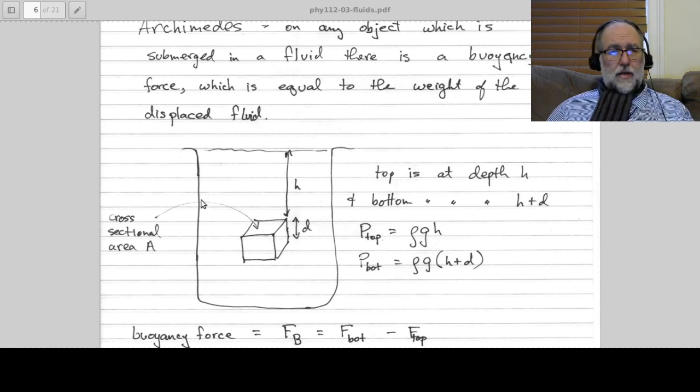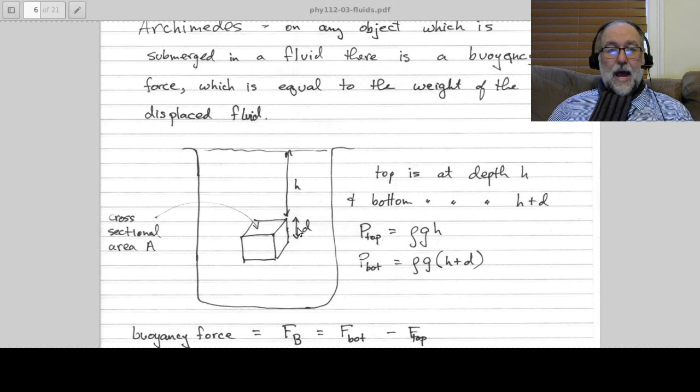So we have an object, and it's submerged. Now, this object, I made it into a cube. It doesn't matter the shape, but I made it into a cube. And the object has a cross-sectional area A. So you see the top of this object here? It has a length and a width. Multiply the two together, and that gives you the cross-sectional area, and that's A. Now, it also has a thickness to it, and I call that D.